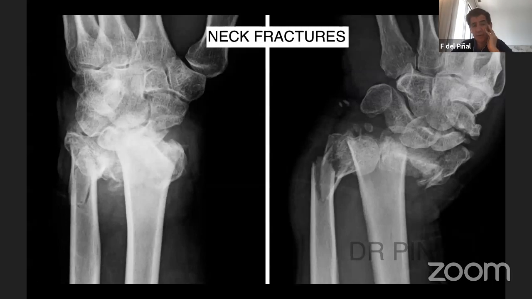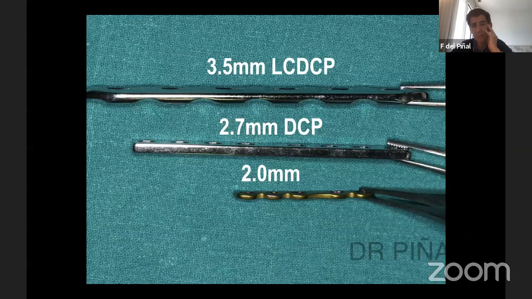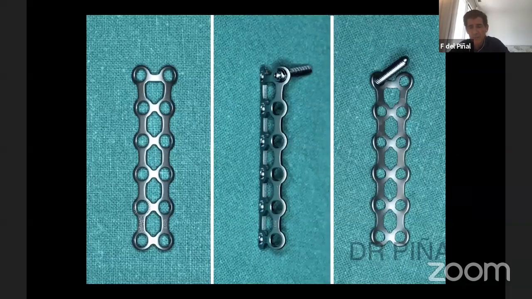Comminuted neck fractures obviously need a plate too. But again, these low profile plates, as I'm intending to show here, are very thick. I will show one case later with a 2.7 millimeter plate, but I prefer to use an even lower profile. This is my preferred plate from Medartis. I have nothing to do with any company, but this plate is pretty good because the screws can be locked into the plate.